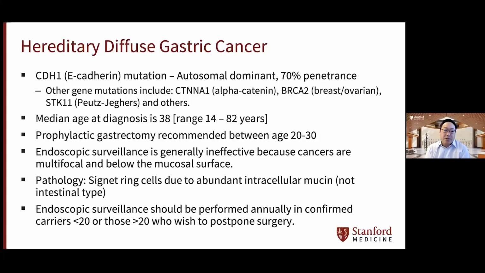And endoscopic surveillance should be performed annually in confirmed carriers who are younger than 20, and then over 20 for those who wish to postpone surgery. So that's kind of the nutshell on hereditary diffuse gastric cancer.